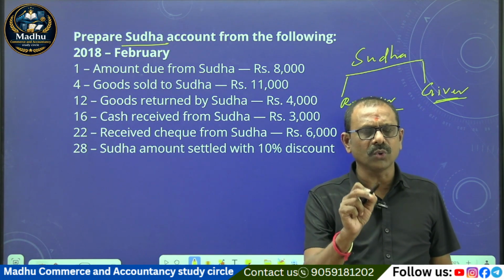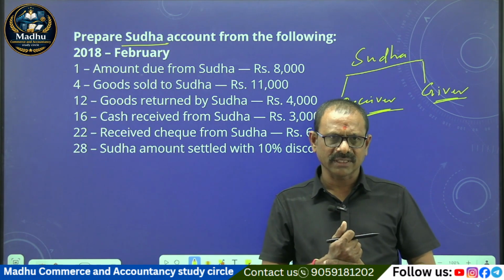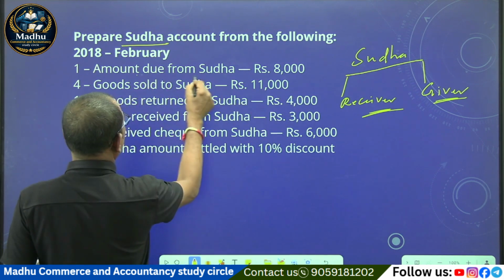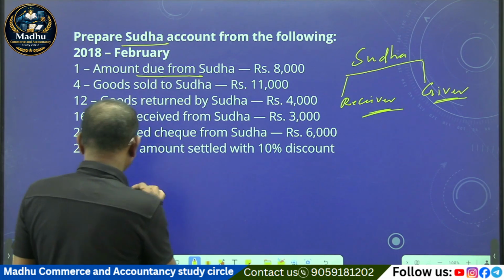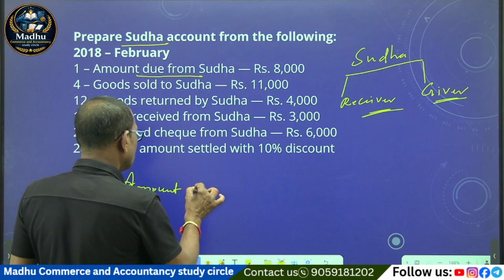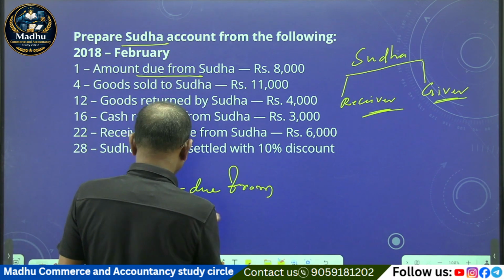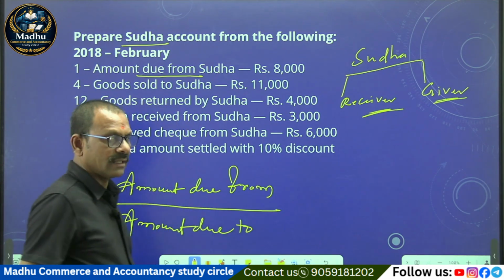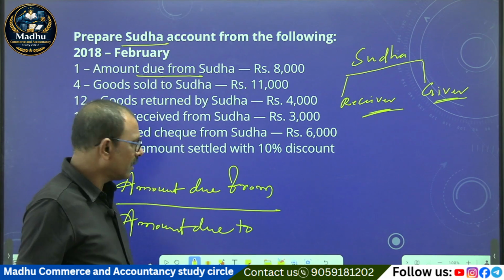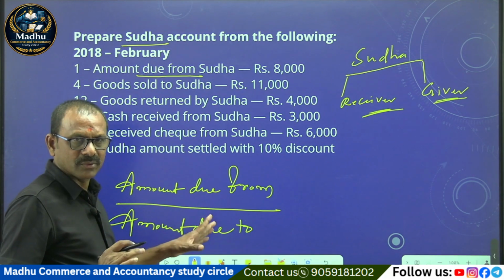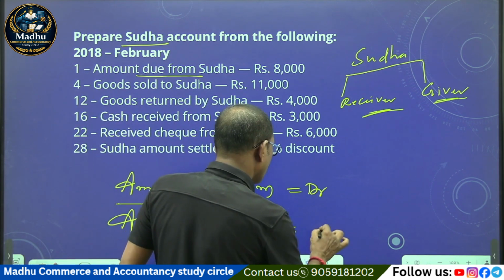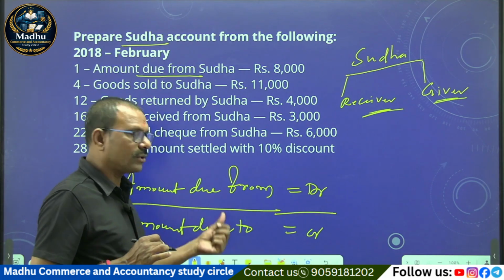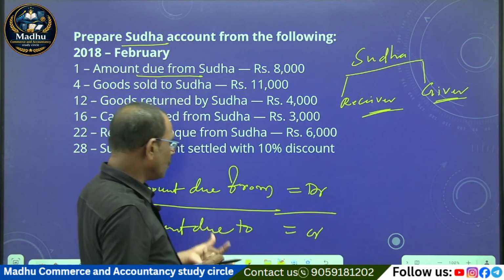Now two things are given at the start: amount due from and amount due to. Out of these two, any one will come in the exam, either amount due from or amount due to. Here it is amount due from, so I am going to write it here: amount due from, and the other thing, amount due to. Due from means debit, due to means credit. If it says due from, write it on the debit side; if due to, write it on the credit side.